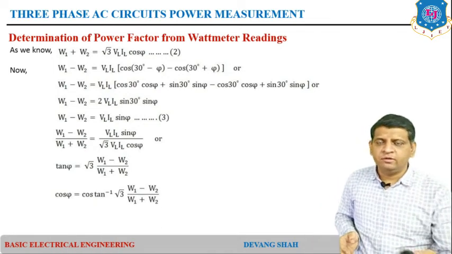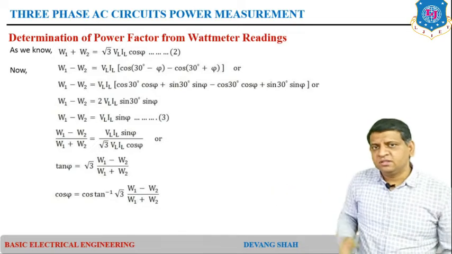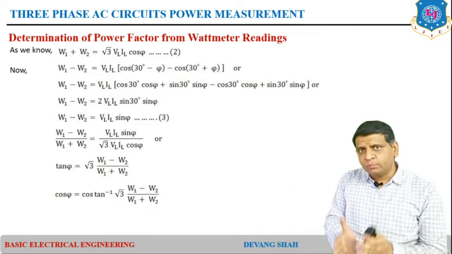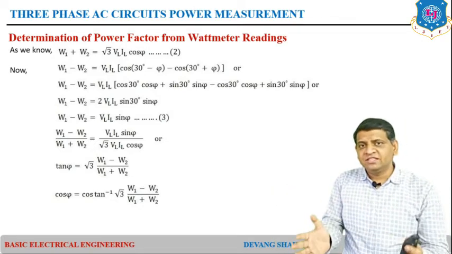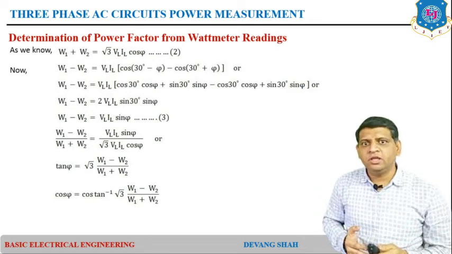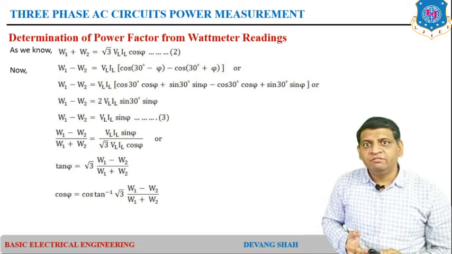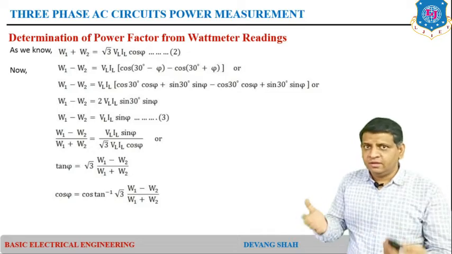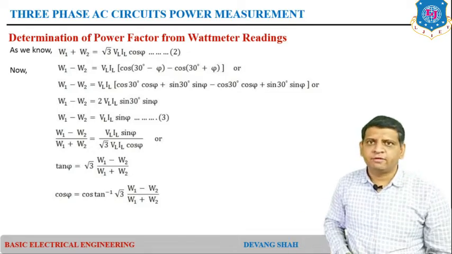I carry forward this equation, and you can see the total cos phi, that is nothing but the power factor. So, power factor is equal to cos phi, that is equal to cos of tan inverse in bracket root 3 times W1 minus W2 divided by W1 plus W2. By this way you can also find the power factor, right.